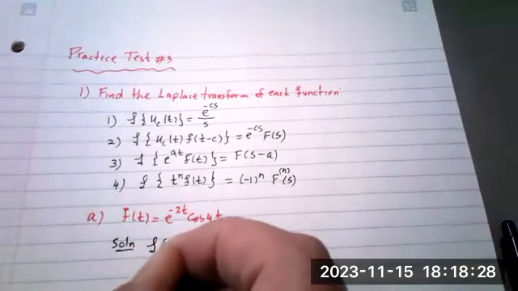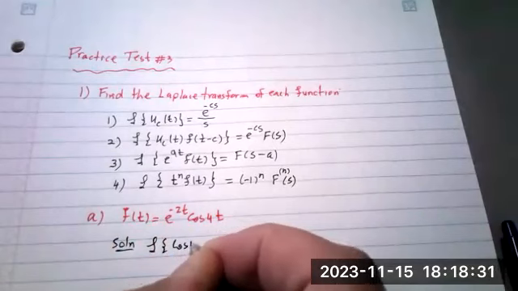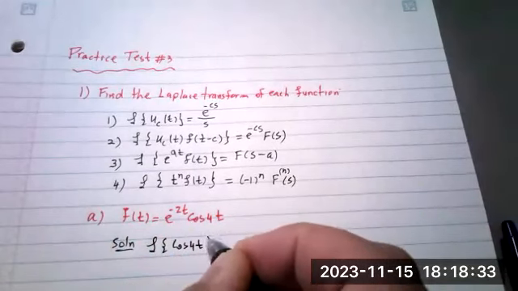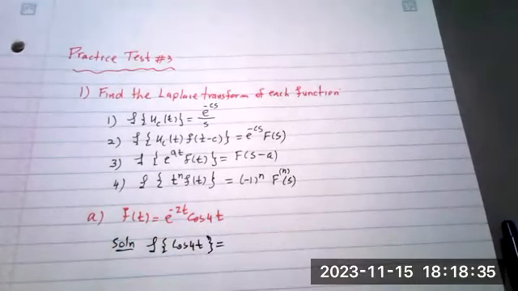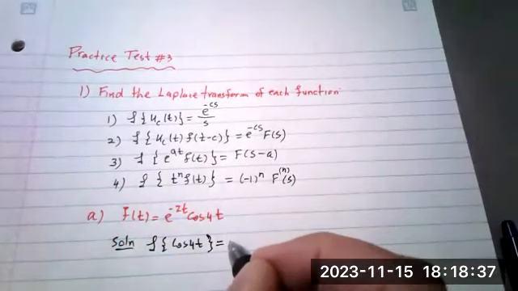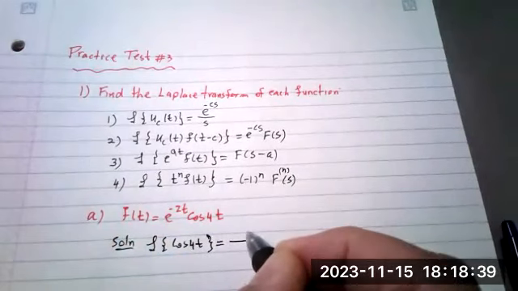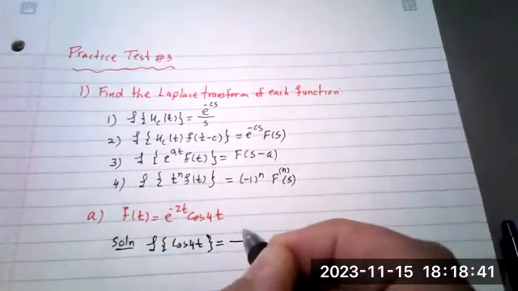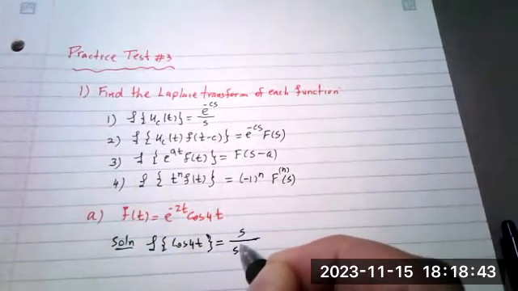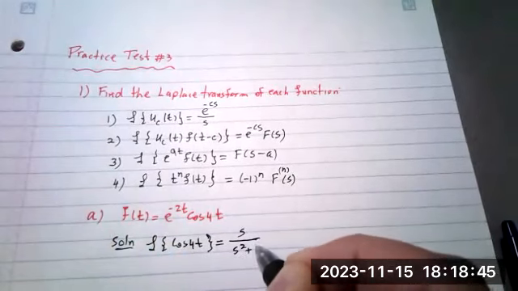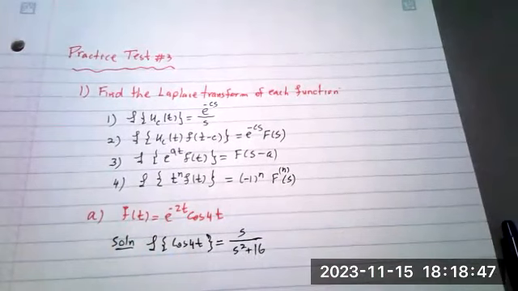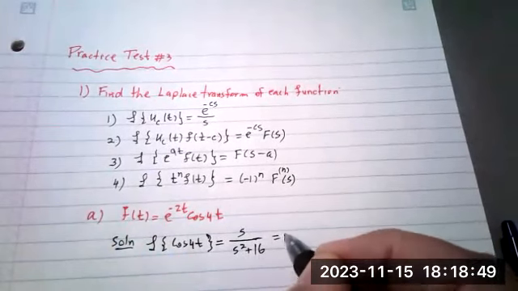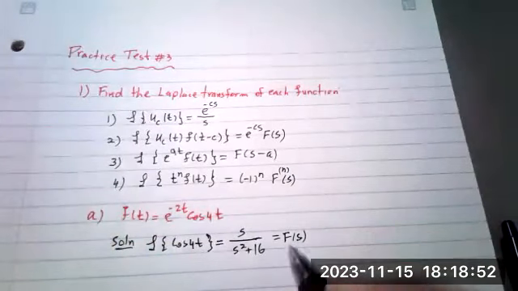So we find the Laplace of cosine of 4t, which is easy to find. Okay, what's this one? Remember, Laplace is s over s squared plus 16. Okay, this is the one. This is your F of s, if you like. This is going to be your F of s.